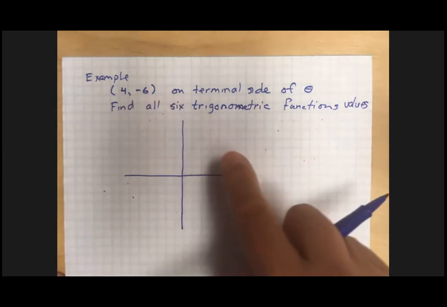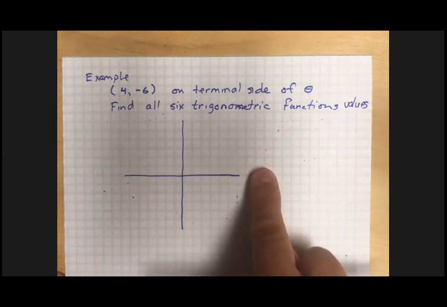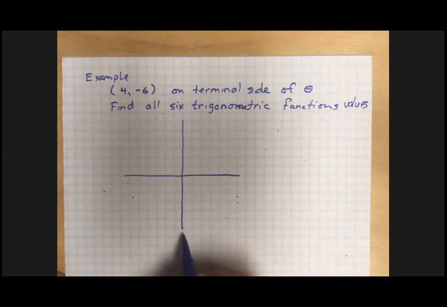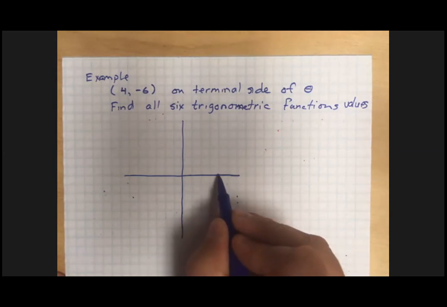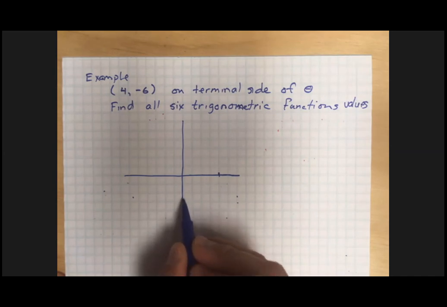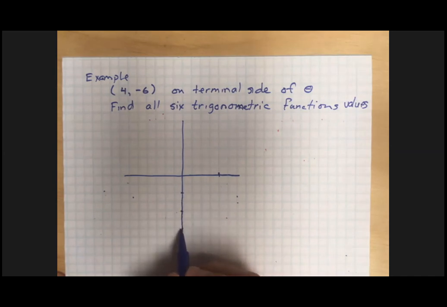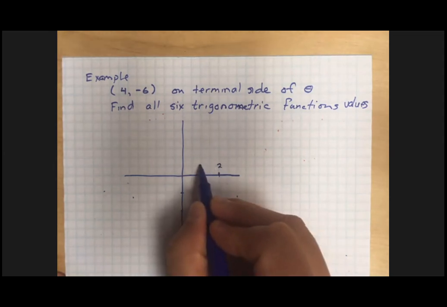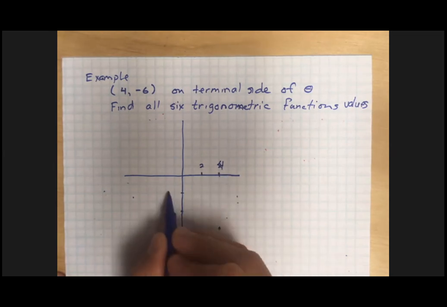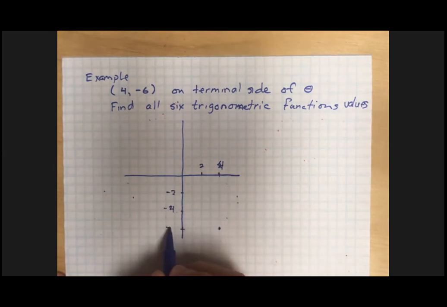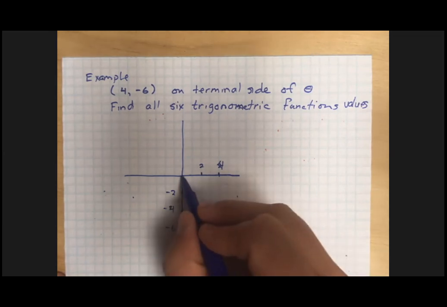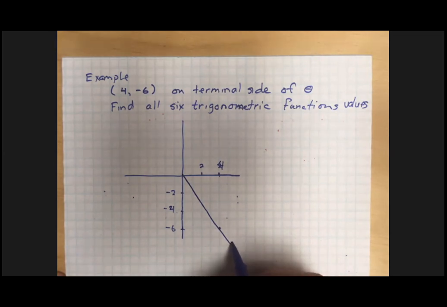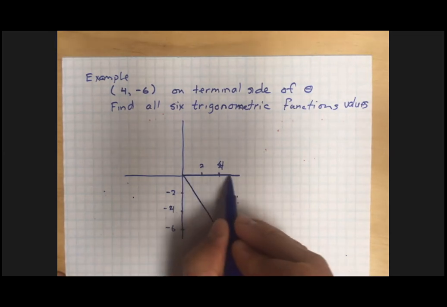And when you say 4 and minus 6, you've got to say, where am I? I'm on the positive x side and negative y side. You don't have to count 4 and 6 boxes, but if you have room, it doesn't hurt. Let's go 4 boxes over, 6 boxes down. I'm right here. You can label these sides 2, 4, minus 2, minus 4, minus 6, and then draw an angle that goes through that point.